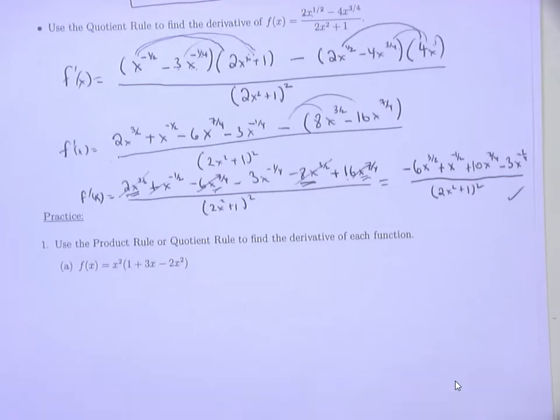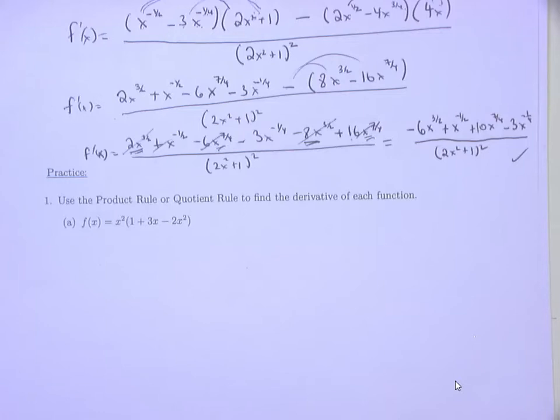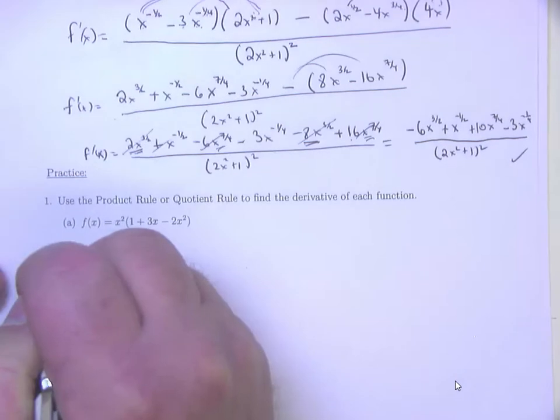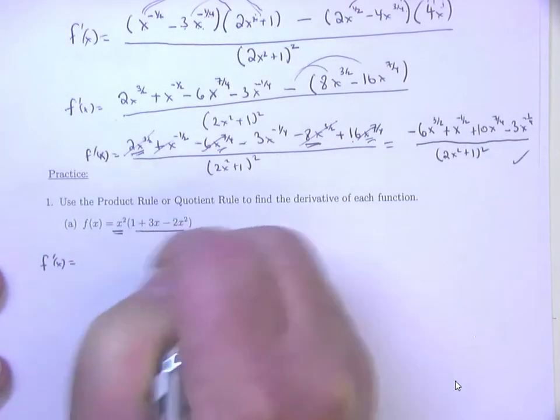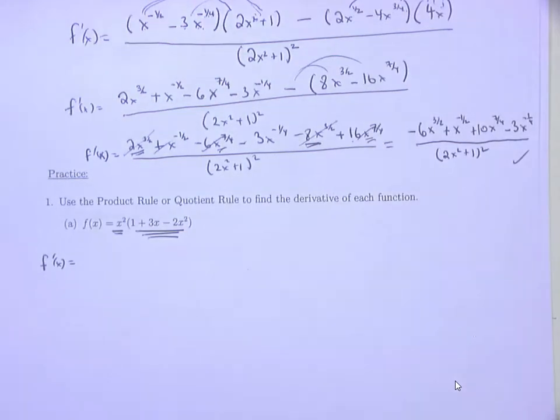On this one, it says use the product rule or quotient rule to find the derivative of the following. All right. They want you to practice the quotient rule, but honestly, if you gave me this problem, I wouldn't have done the quotient rule or the product rule. I would have cleaned it up first. You'll get the exact same answer. Let me show you. Okay, here we're going to do the derivative. And I see x squared times 1 plus 3x minus 2x squared. It's a product. I'm going to use the product rule. Derivative of the first.